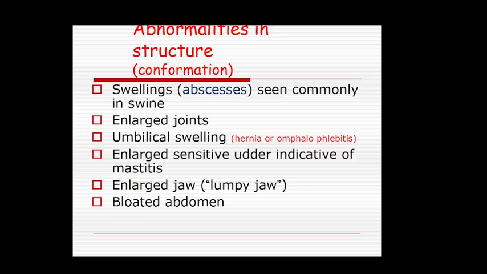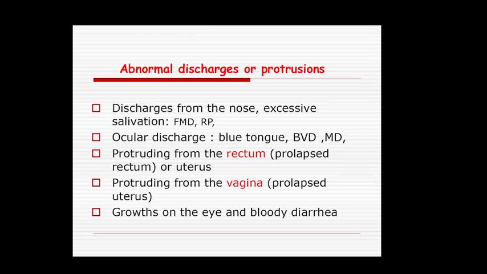Then there are abnormalities in structure, for example swellings, abscesses, enlarged joints, umbilical swelling due to hernia or omphalophlebitis, an enlarged sensitive udder indicative of mastitis, an enlarged jaw like lumpy jaw, and a bloated abdomen. Discharges from the nose and excessive salivation occur in FMD, rinderpest, etc. Ocular discharge, a discharge from the eye, comes from bluetongue, bovine viral diarrhea, or it can be Marek's disease.